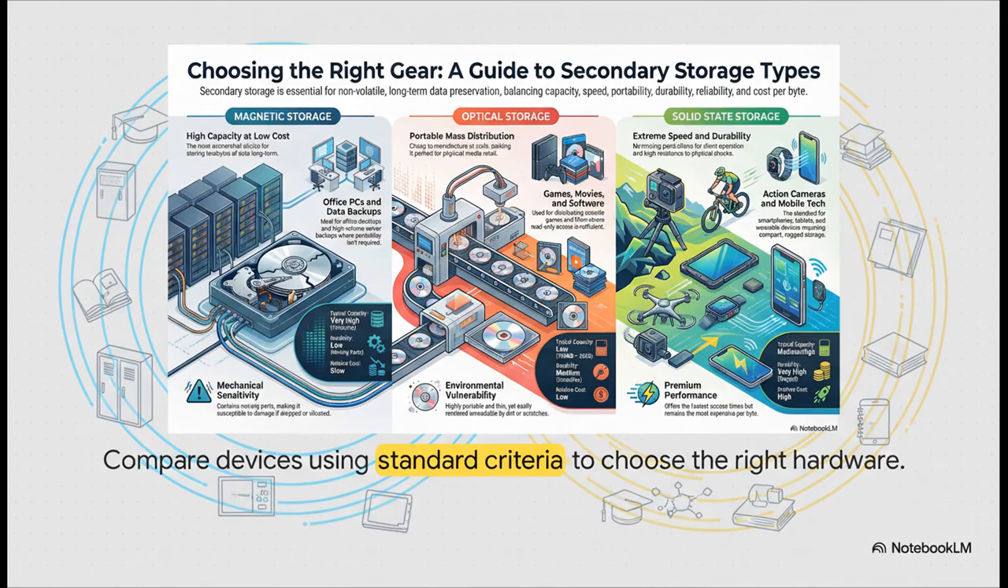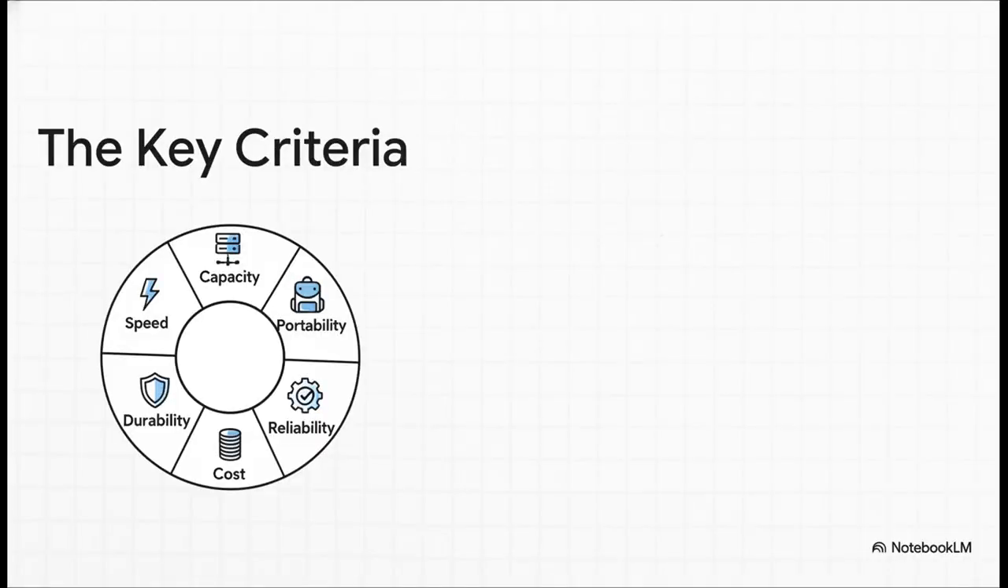Whether you're choosing between magnetic, optical, or solid-state storage, you've got to evaluate them against a standard set of criteria to see which one is actually the right tool for the job. And here they are, the essential tools for your toolkit: capacity, speed, portability, durability, reliability, and cost. Seriously, for pretty much any hardware question, you just need to run your options through these 6 filters. So let's put it into practice, shall we?